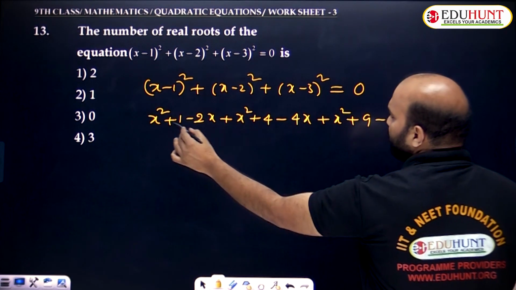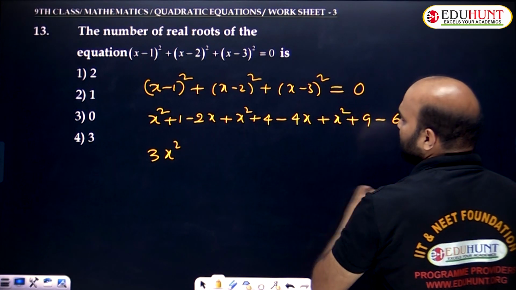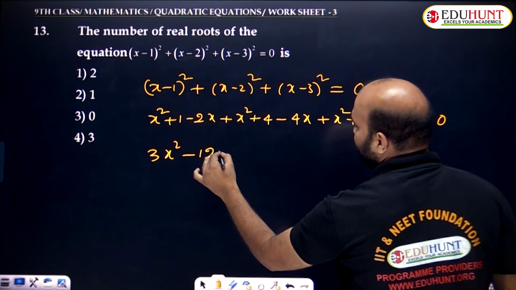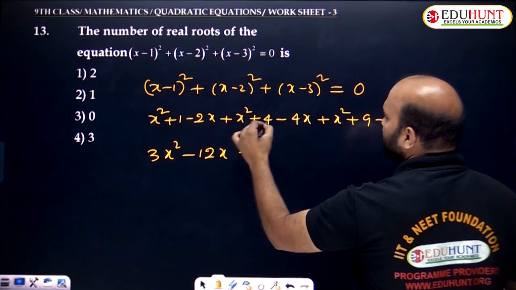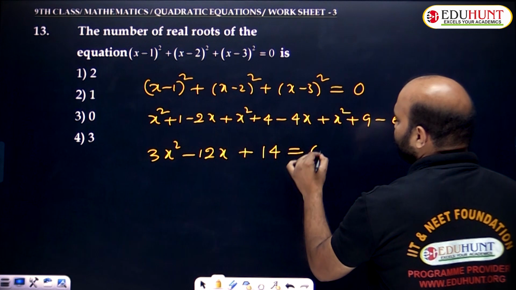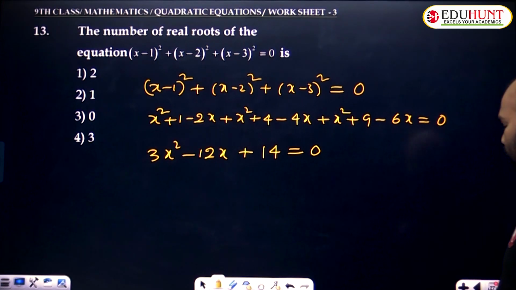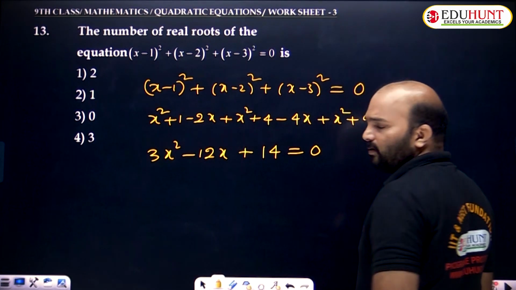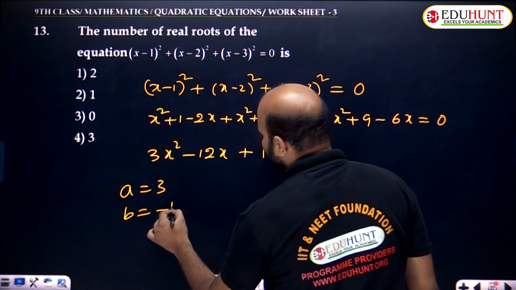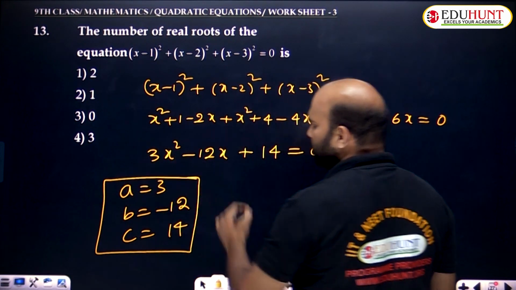So how many x² appeared? 1, 2, 3. So 3x², and the x coefficient: −2x − 4x − 6x, which is −12x. What are the constant values? 1 plus 4 is 5, 5 plus 9 is 14, equal to 0. Am I clear? So this is a quadratic equation form: a = 3, b = −12, and c = 14. So ax² + bx + c = 0.